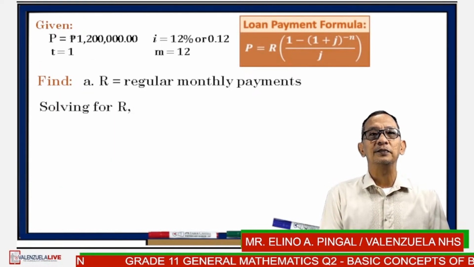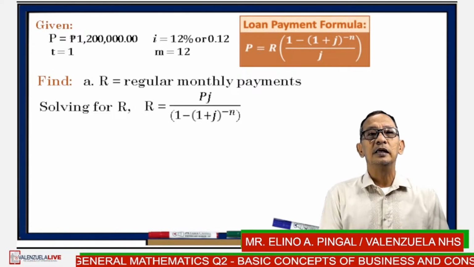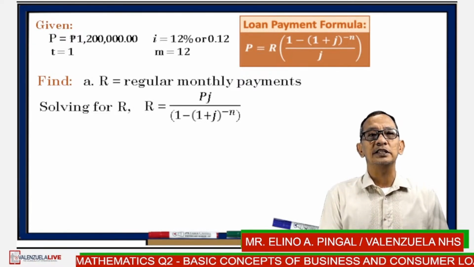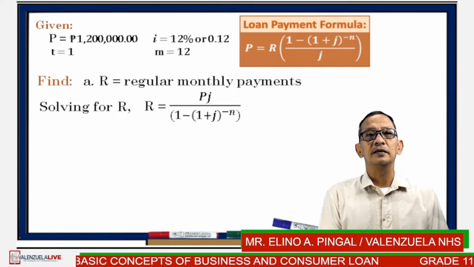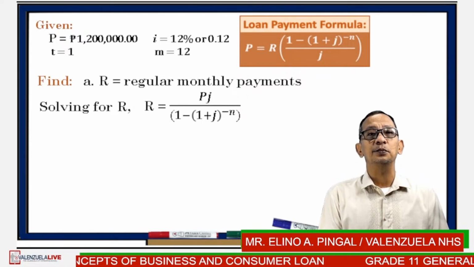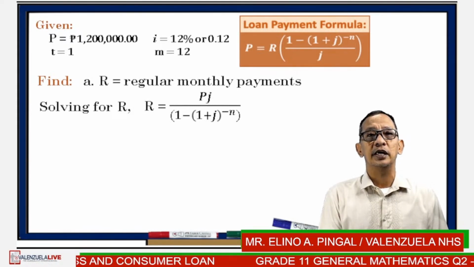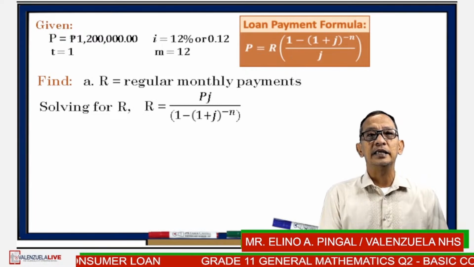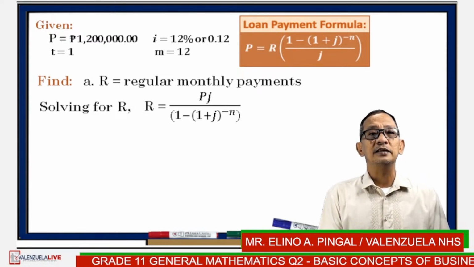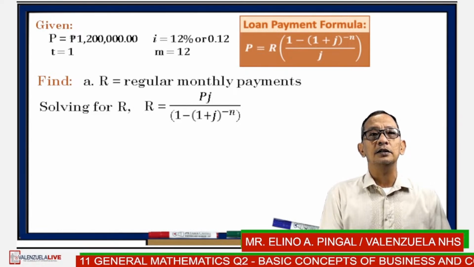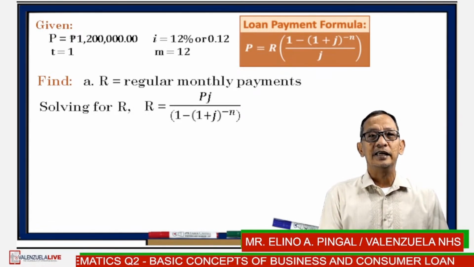Solving for R from the original formula or the loan payment formula, R is equal to PJ all over 1 minus the quantity 1 plus j raised to negative n. j is cross multiplied to P and the whole term 1 minus the quantity 1 plus j raised to negative n is cross multiplied, and so we have R is equal to PJ all over 1 minus the quantity 1 plus j raised to negative n.